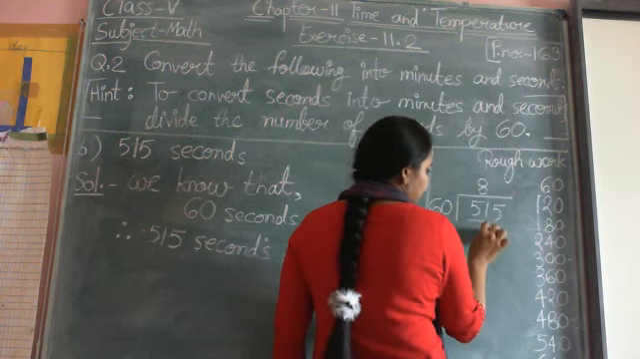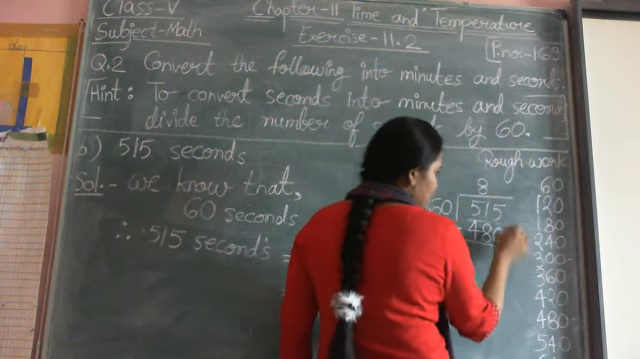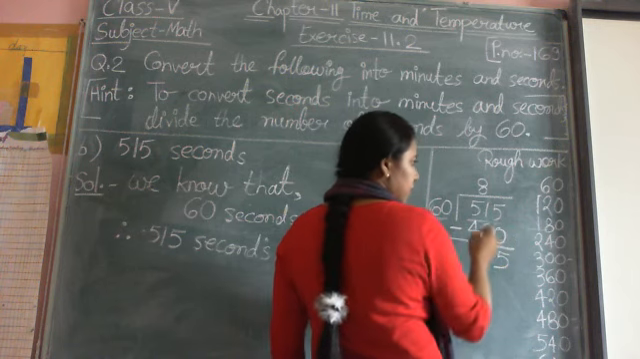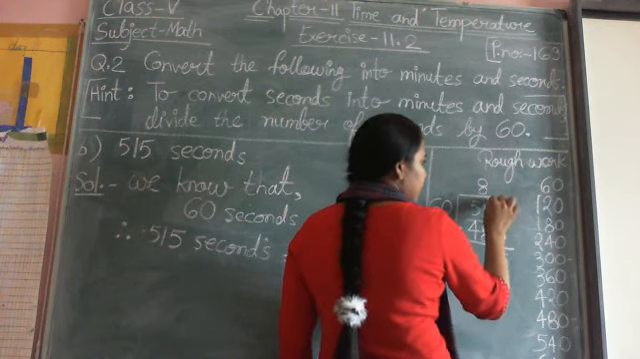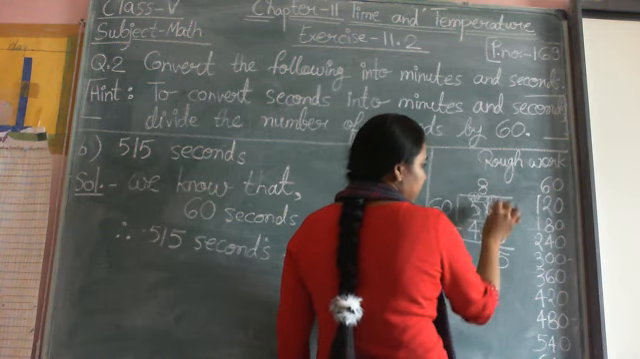So 60 eights are 480. Now subtract both the numbers. 5 minus 0 is 5. 1 minus 8 is not possible, so we will take a borrow. It becomes 11. This number becomes 4. 11 minus 8.